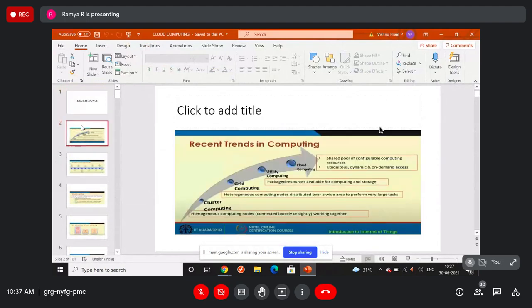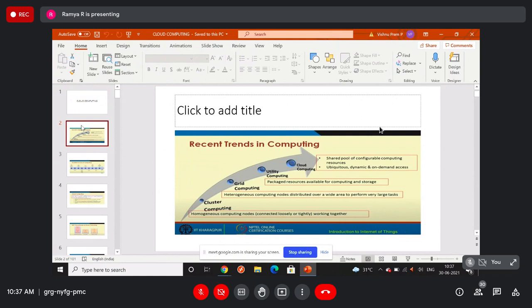Okay, we see how this cloud computing actually started. Before cloud computing, we had different computings: one is cluster computing, next we have grid computing, and we have utility computing. After that, cloud computing came into the picture.